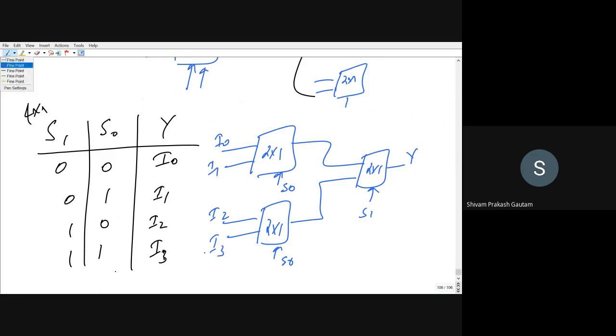For the first case, when both S1 and S0 are 0 0, when S0 is 0, let us say this is the first 2x1 mux, this is the second 2x1 mux, and this is the third 2x1 mux. When S0 is 0, what will be the output of the first mux? Can anyone tell? When S0 is 0, what will be here?